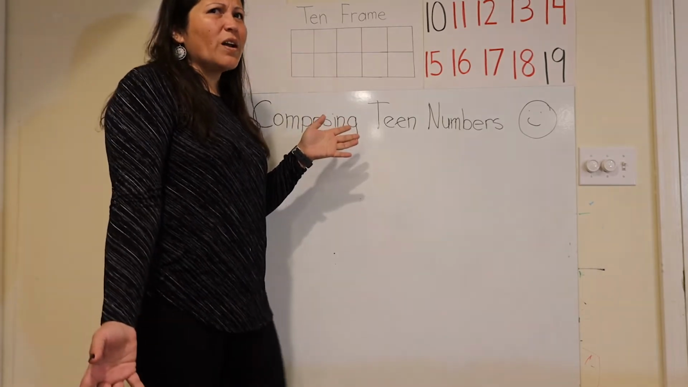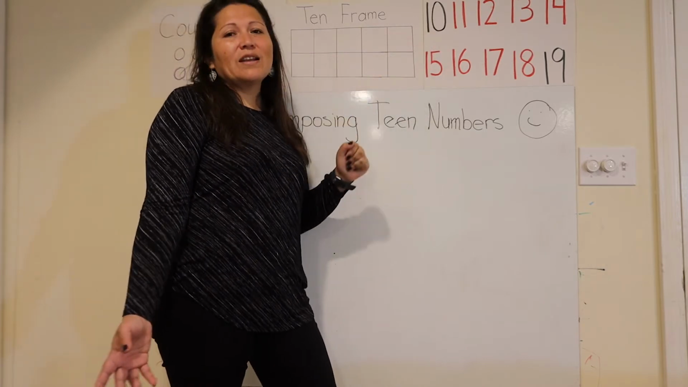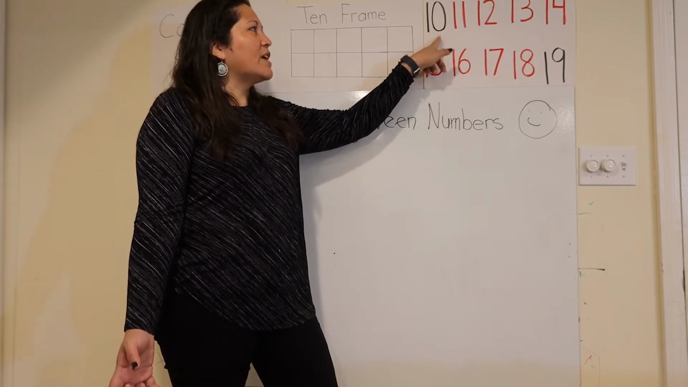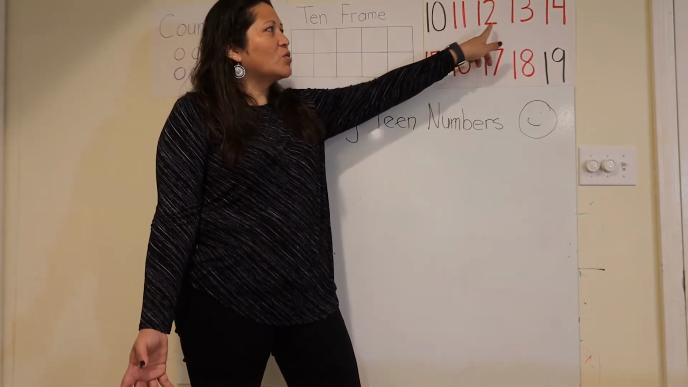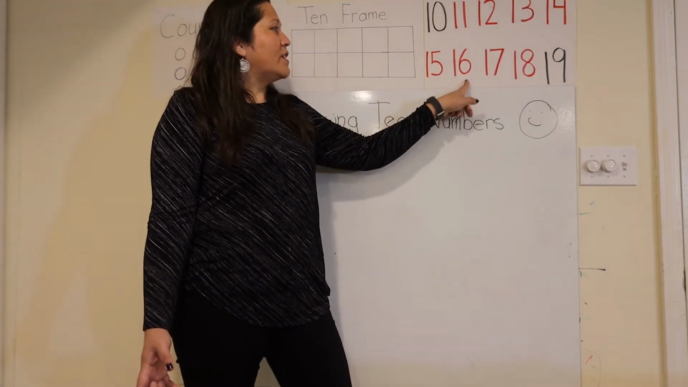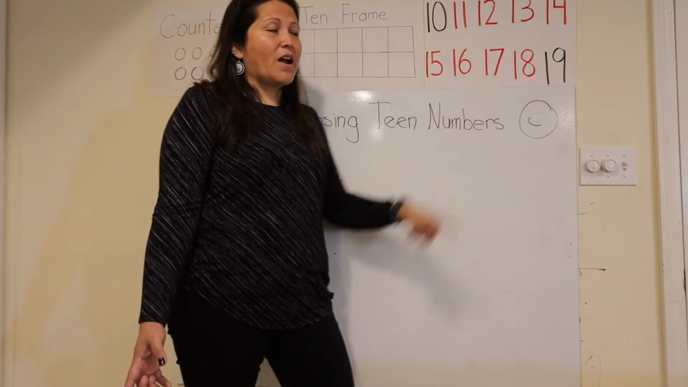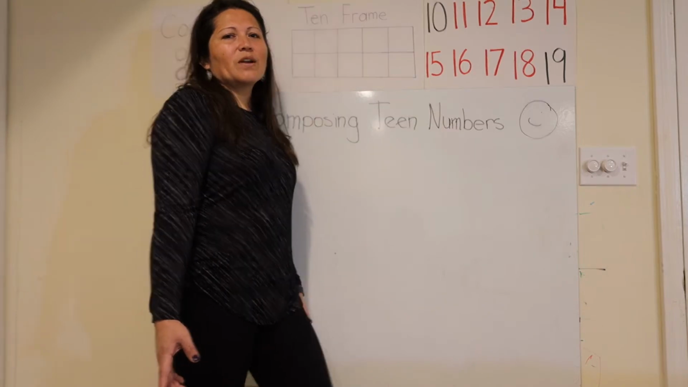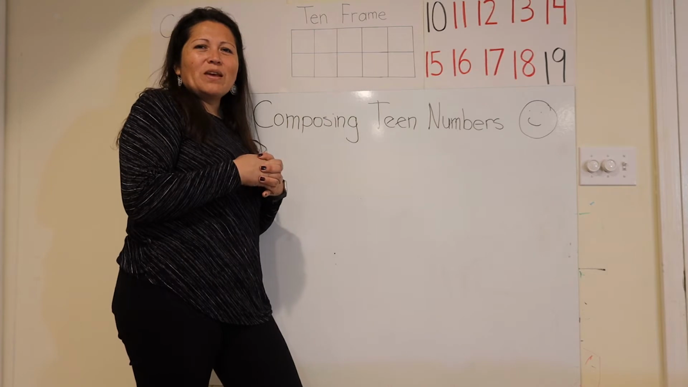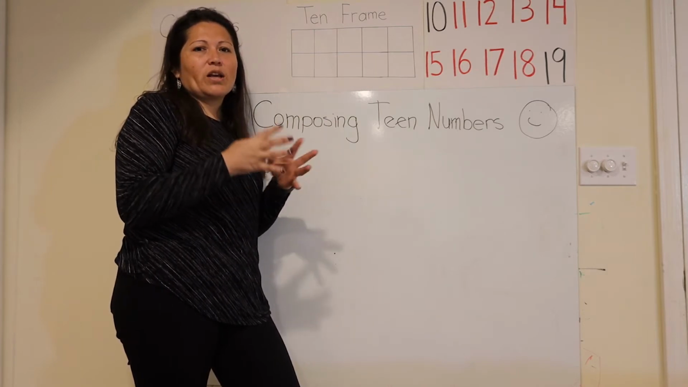And teen numbers, what are teen numbers? Teen numbers are numbers that are between 10 and 20, right? So these are teen numbers. 10, 11, 12, 13, 14, 15, 16, 17, 18, and 19, all right? So when we talk about teen numbers, we're going to be thinking, how can we make these numbers? How can we make them in a way that we understand and we do our math problems quickly, okay?